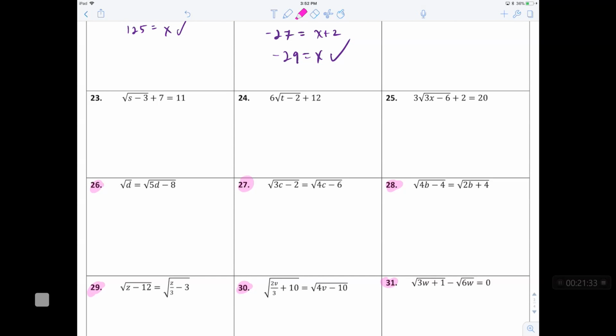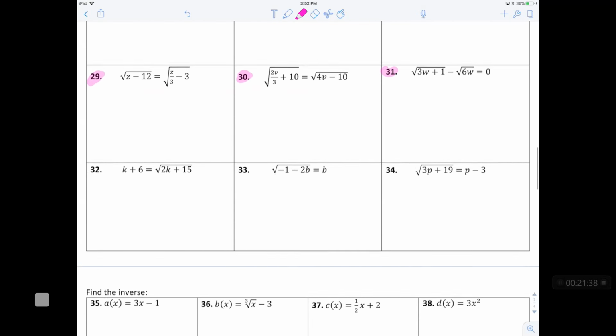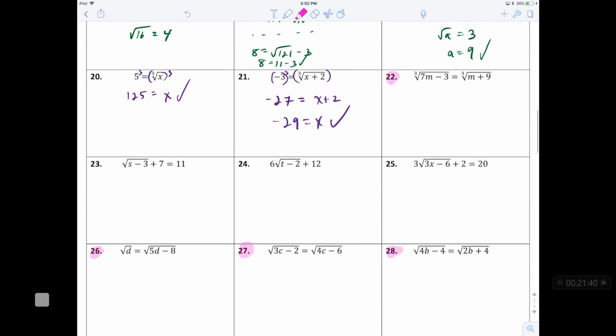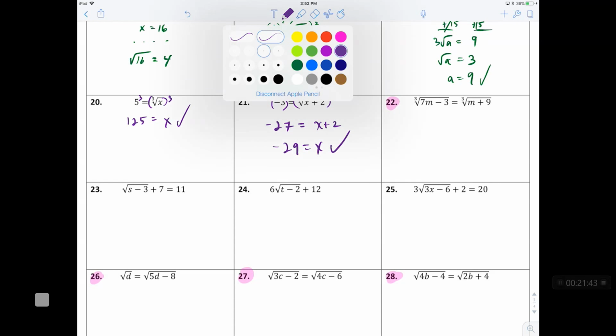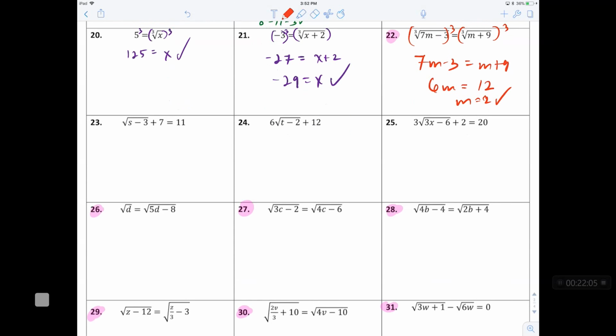Notice they have the roots on both sides. Okay, what I'm going to do here is just cube both sides. So let me take this, raised to the power 3, then I get 7m minus 3. This will be equal to m plus 9, and then I just solve for m. I get 6m is equal to 12, m is equal to 2. Double check that it works, and it will. Okay, just like if they were squares.